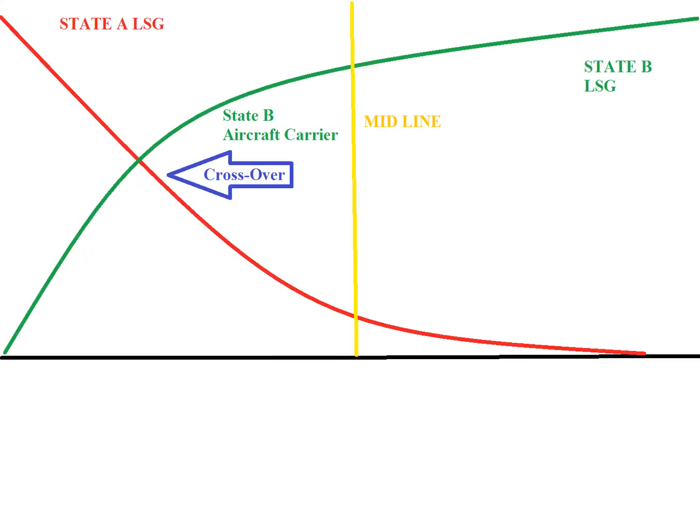And here you can see the intersection between the red loss of strength gradient and a green loss of strength gradient between states A and B. Now state B has an aircraft carrier, so that they can pass the geographic midline and extend their power even farther to the crossover point. And so we would expect conflict to occur at that crossover point.